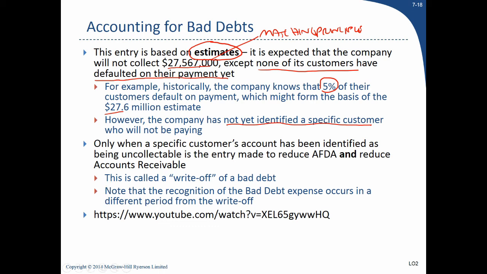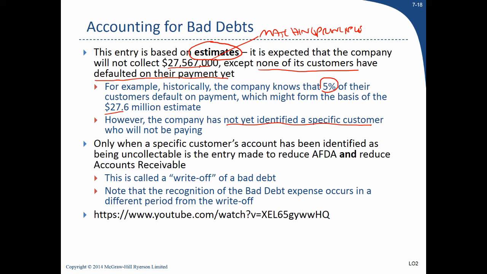So, let's think of December 31st, 2016. They book this bad debt expense. Debit bad debt expense, credit AFDA. So we're now consistent with the matching principle. We've recognized an expense. We've reduced net earnings. We've reduced assets. We're being conservative maybe. We still don't know who's going to default.